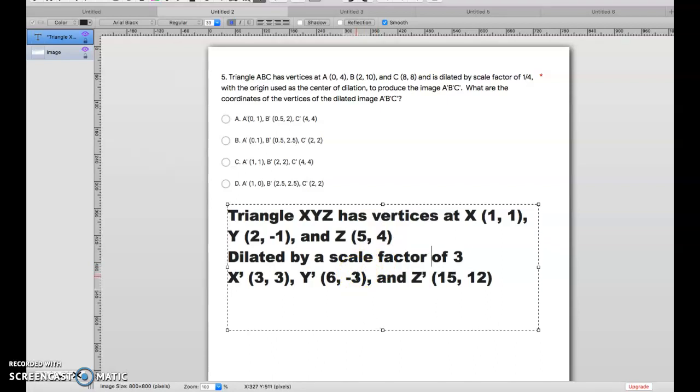point Y is -3. Point Z, x value is 5. 5 times 3 is 15, so my new x value for Z is 15. Y value is 4. 4 times 3 is 12. My new y value for Z is 12. So there you go. When you have your points and you need to do a dilation by a scale factor, you just multiply all your x values and all your y values by that scale factor to get your new points for your new shape.